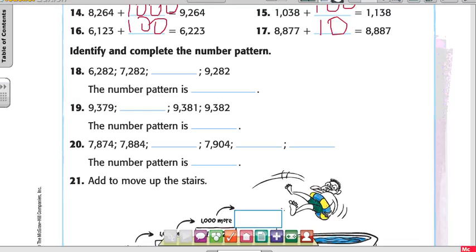I went from 6,000 to 7,000. What would be the next one? 8,000. So it's going to be 8,282. So the pattern, the number pattern is I'm adding how much each time? 1,000.